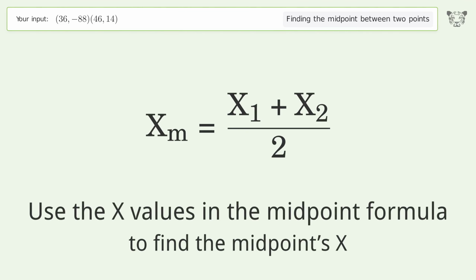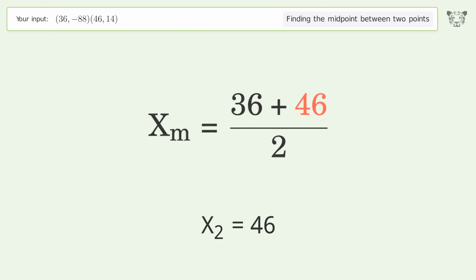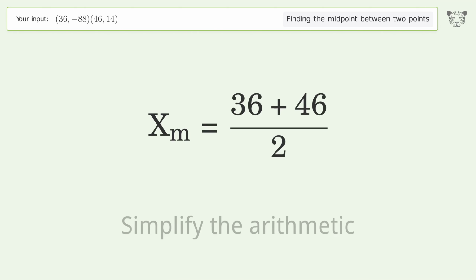Use the x values in the midpoint formula to find the midpoint's x. x1 equals 36. x2 equals 46. Simplify the arithmetic.